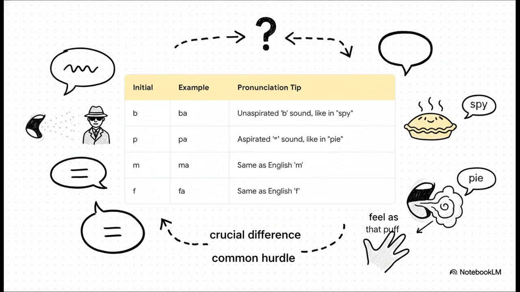Now the Mandarin P, on the other hand, is aspirated. It has a very distinct puff of air. You can actually feel it if you put your hand in front of your mouth. It's like the P in pie. Let's try that. Pa. This isn't just about having a good accent. This distinction can literally change the meaning of a word, so it's absolutely crucial to get it right.